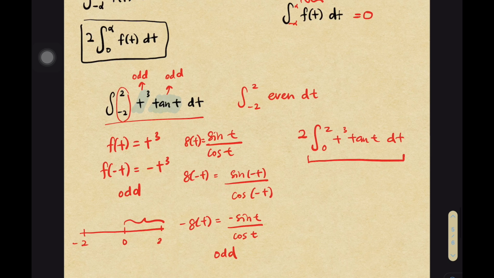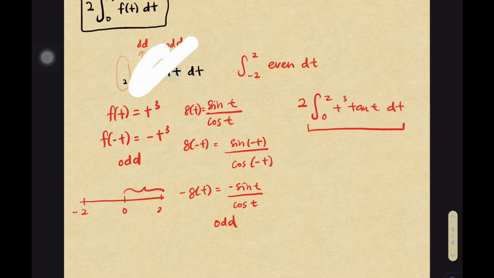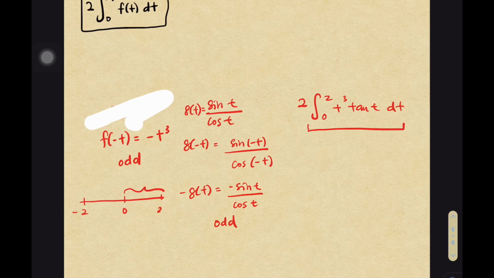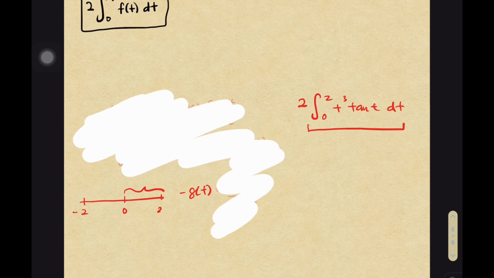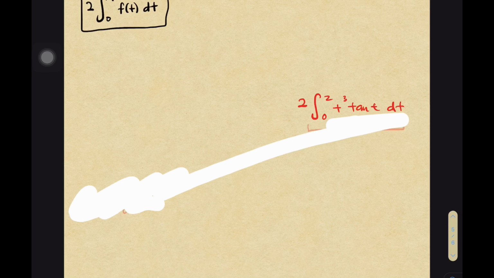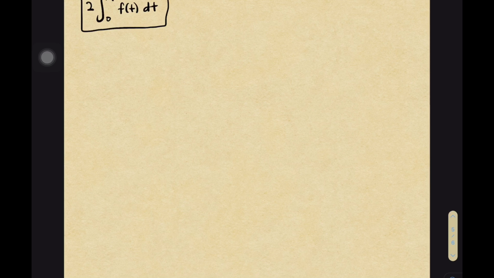Okay, now let's say we have to integrate an odd function. For example, let's say I have to integrate from negative pi to pi of t to the power of 4 sec t dt.